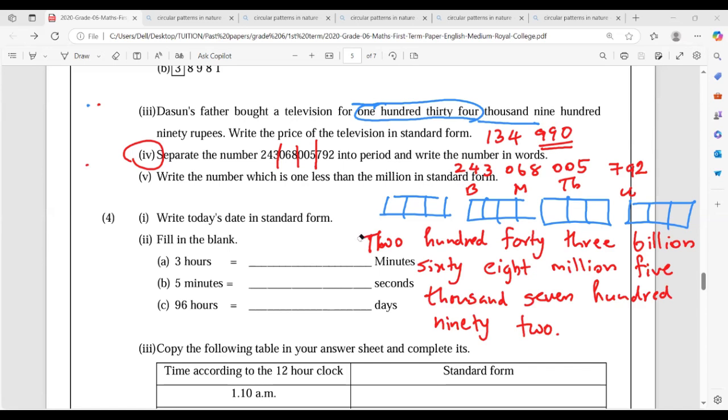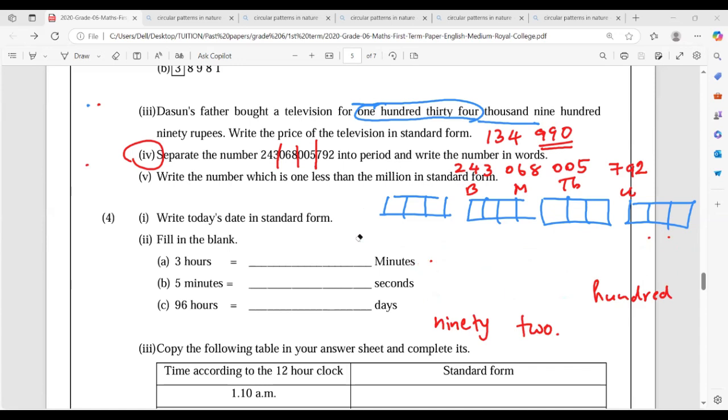And then we have to write the number which is 1 less than the million in standard form. 1 less than the million. You know, 1 million is like this: you have 6 zeros. You write 1 in the million zone and then 0 in the others. Now this is 1 million.